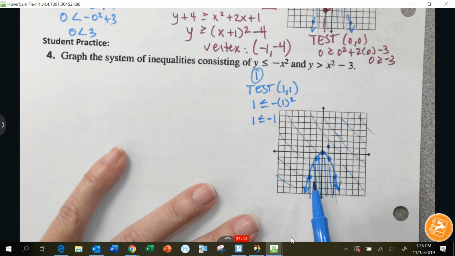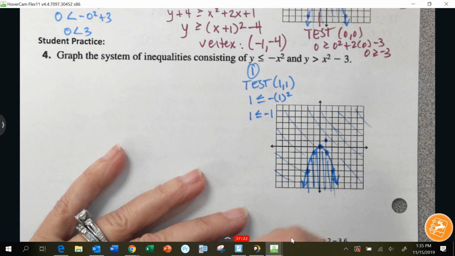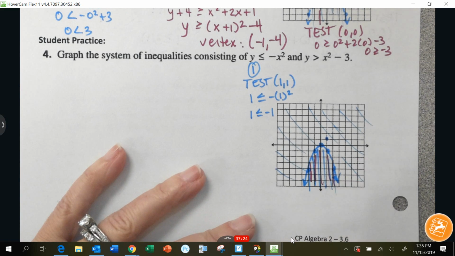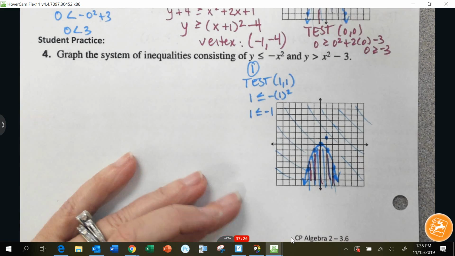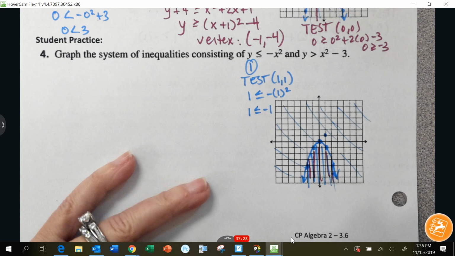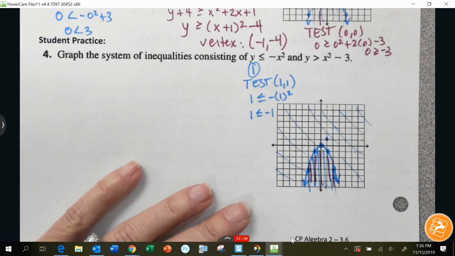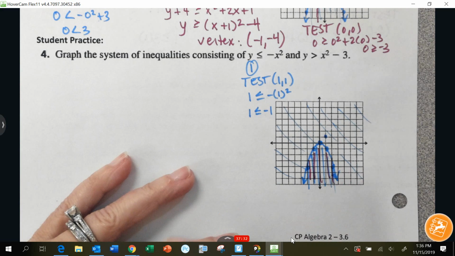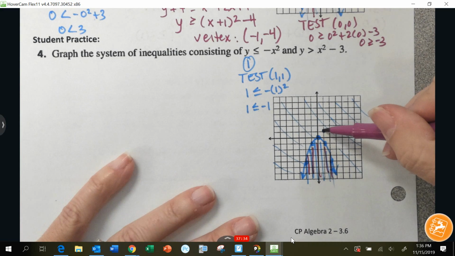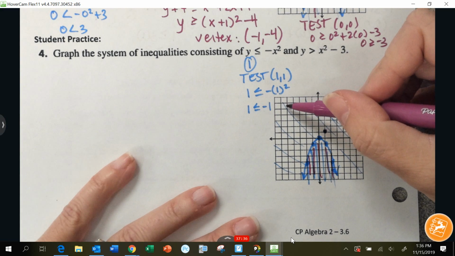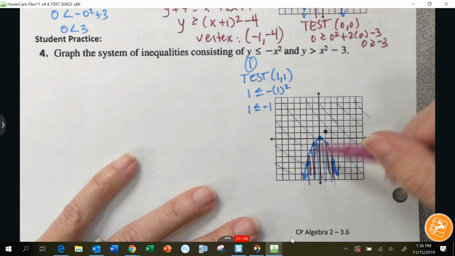This is where you're supposed to shade, the darker blue. Here, I can do it in a different color. That's where I'm supposed to shade. I apologize. As soon as I started doing it, I realized I'm wrong. This can't get shaded because it's not true, so I have to shade the other side of the parabola.